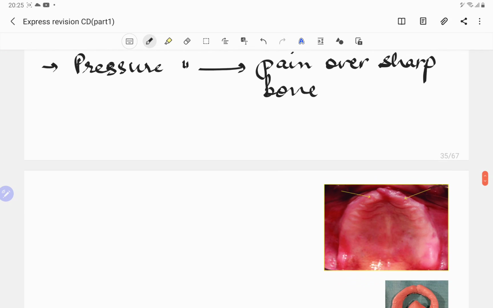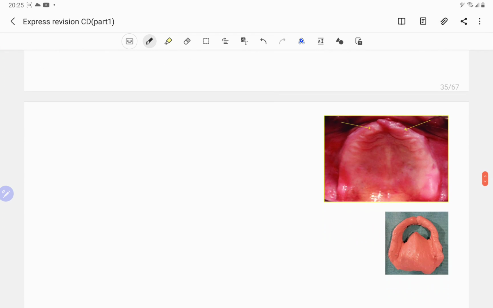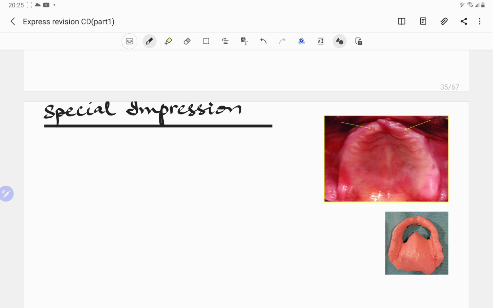In the last video we talked about impressions. In this video we are going to cover the special impressions. In that we will cover impressions in the hyperplastic area, that means the flabby tissues, and impressions in residual ridge resorption. So the first one is where hyperplastic or flabby tissues are present.